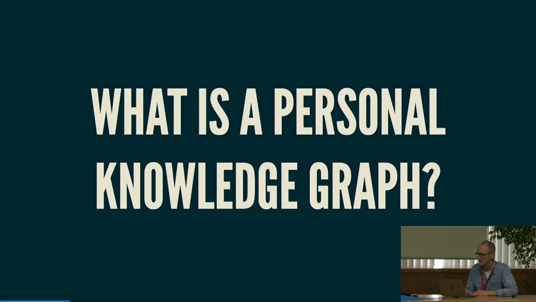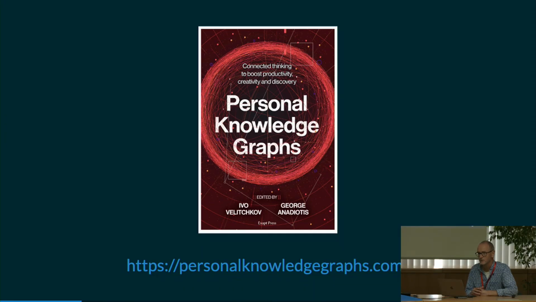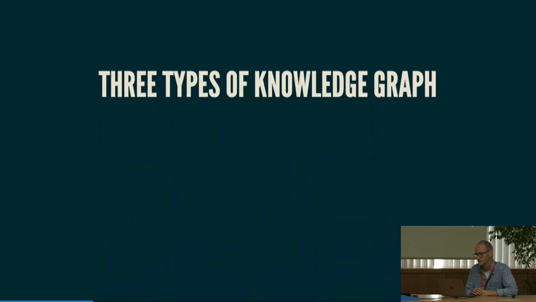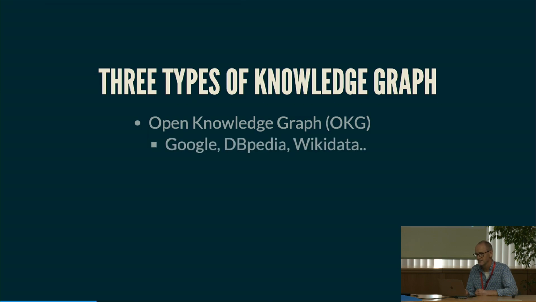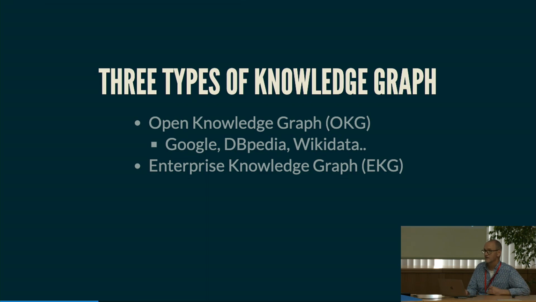But what do we mean by a personal knowledge graph? Okay, that's a good question. It's quite a new concept. I recommend this book. I think it's the first book that's been written about personal knowledge graphs. It's a collection of essays, really, but there's some really good information in there. And in the book, they identify three types of knowledge graph. So there's the open knowledge graph, or the OKG, which is the kind of thing we've been talking about, Google, Wikipedia, DBpedia, Wikidata. Then there is the enterprise knowledge graph.